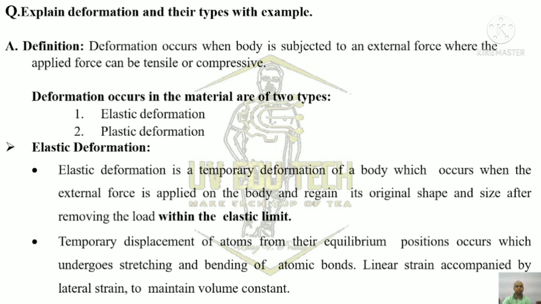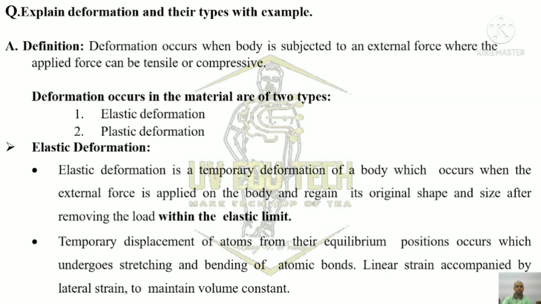Deformation occurs when a body is subjected to an external force, where the applied force can be tensile or compressive. On the basis of deforming nature, material deformation can be of two types. First is elastic deformation and second is plastic deformation.